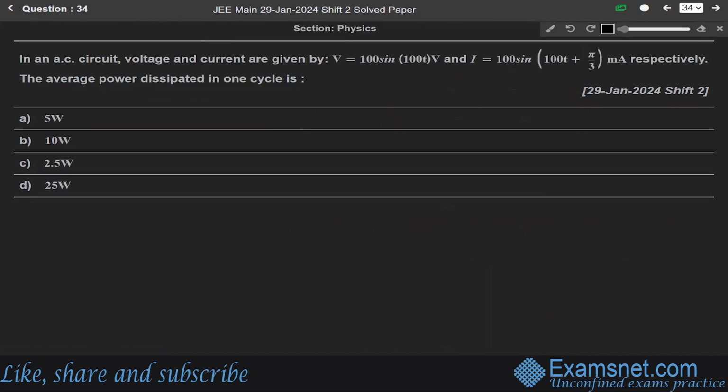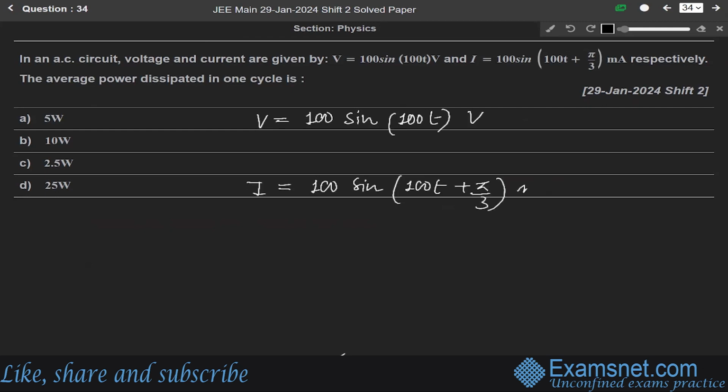According to this question, in an AC circuit, voltage and current are given by V equals 100 sin 100t volt, and I is given as 100 sin(100t plus pi by 3) milliampere. Now we have to find the average power dissipated in 1 cycle. So this question is from the chapter of electromagnetic induction and alternating current.